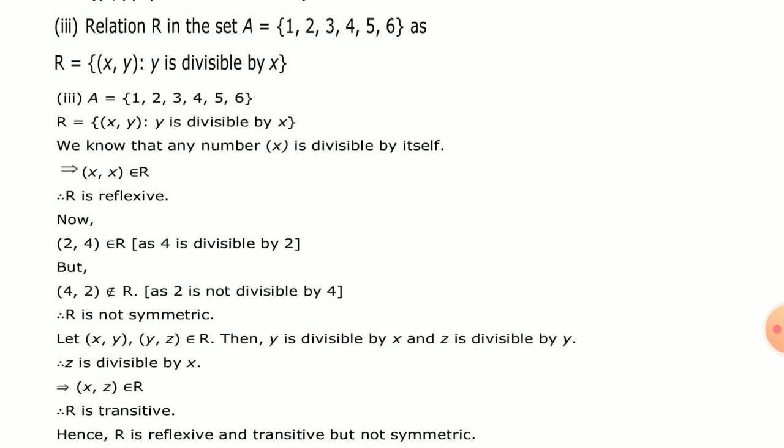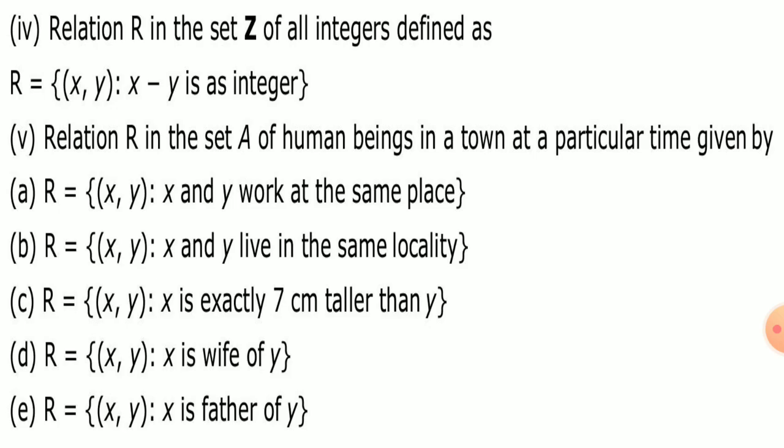Then let (x,y) belong to R and (y,z) belong to R. That means y is divisible by x and z is divisible by y. So this implies the ordered pair (x,z) belongs to R. Therefore R is a transitive relation. Hence R is reflexive and transitive but not symmetric. Okay, next, question number 4.